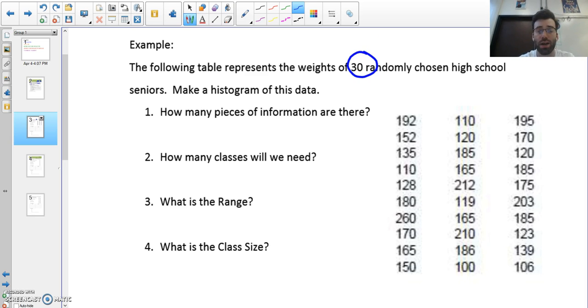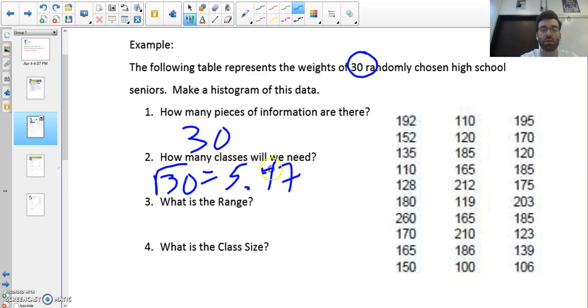So I do not need to count up all these numbers. I obviously know there's 30. If it does not say, then you should be counting. So how many pieces of information are there? There's 30. How many classes will we need? To determine the number of classes, take the square root of the pieces of information. The square root of 30 is about 5.47, which we're going to round up always to 6.